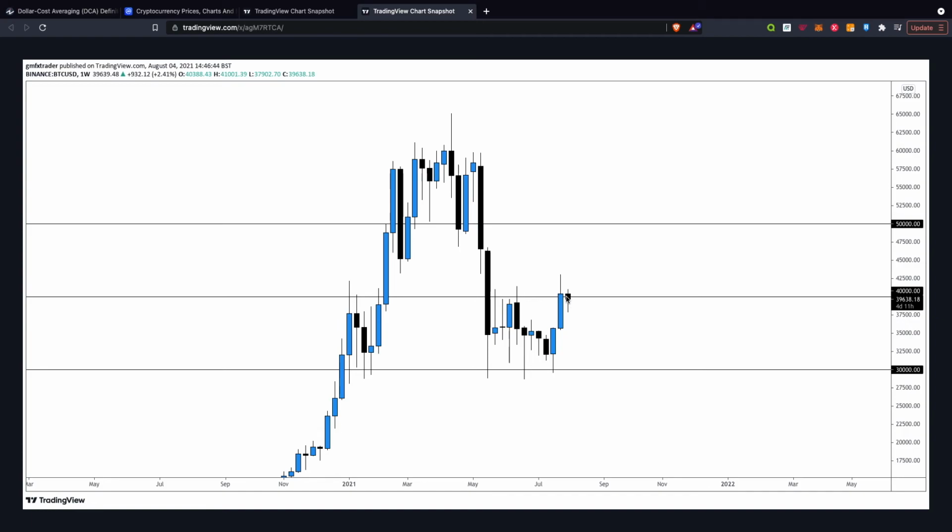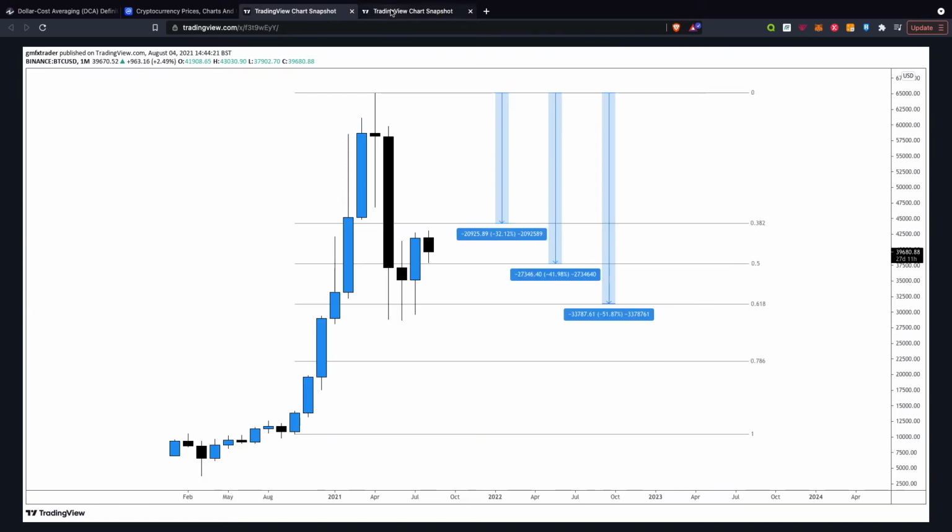At 40,000, as you can see, it's maintained that level, so you would be at a profit right now. If you bought at 30,000, you would be at a huge profit right now, up $10,000 in fact, compared to if you bought over here. But those are just two methods of buying, guys.